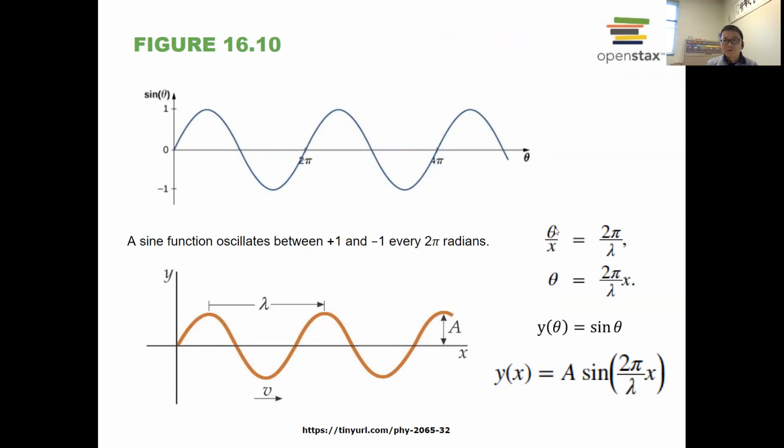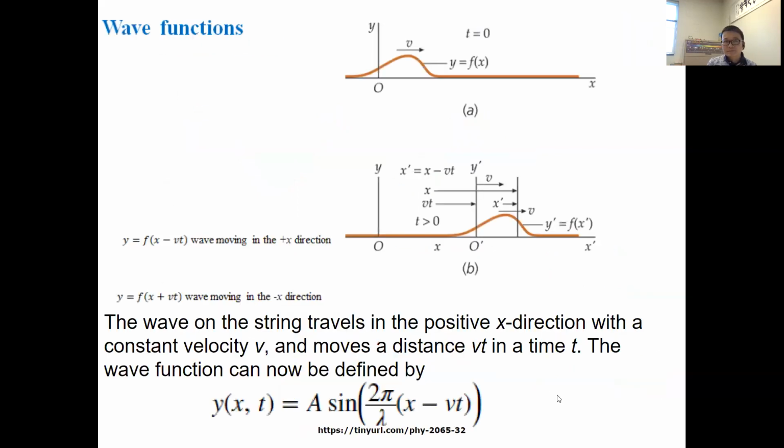For the angle here, this is the x, right? So angle over x. The period here is 2 pi, in this case it is lambda. So theta over x is equal to 2 pi over lambda. So theta is equal to 2 pi over lambda times x. So for the sine function, y of theta, then y of x will become an amplitude, not necessarily equal to 1, times sine of, replacing theta with this, 2 pi over lambda x. So the wave function becomes a sine of 2 pi over lambda times x.